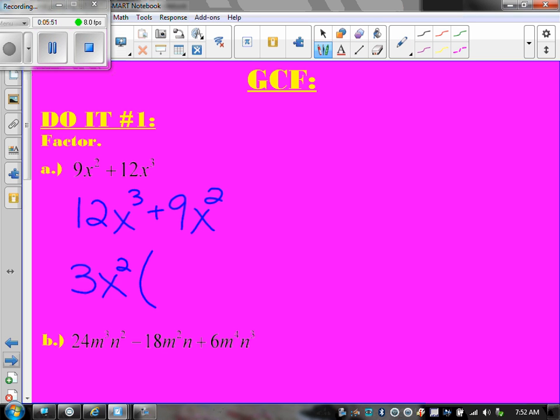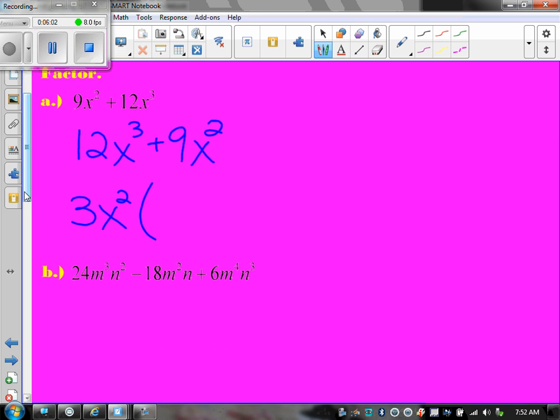All right. I'm going to leave my leftovers. I took out a 3, and I took out an x squared from everybody. Now I've got to figure out what's left over. If I took out a 3 from this first piece, what's 12 divided by 3? 4. I have a 4 left over. I started with 3 x's. I took a squared out, Tim. So how many x's are left? 1.